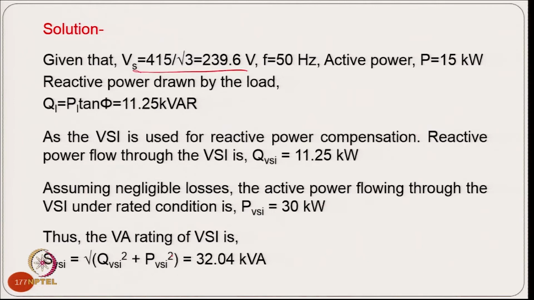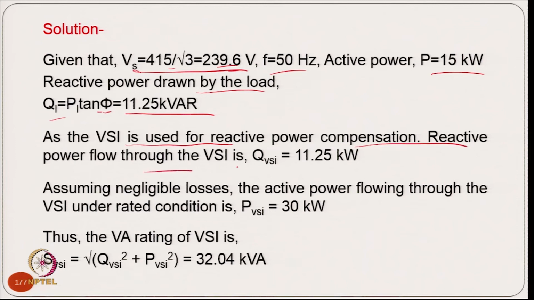So, the supply voltage is given as 415 volt line. So, we have the phase voltage as line divided by root 3, so it comes to 239.6 volt, and frequency is 50 hertz, and active power is P equal to 15 kilowatt, and the reactive power of the load is Q1 = P1 tan phi. So, you get 11.25 kVAr, and also a voltage source inverter is used for reactive power compensation.